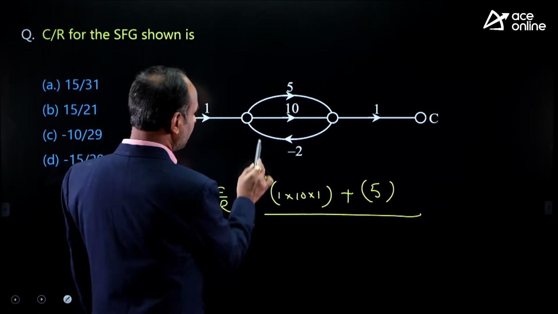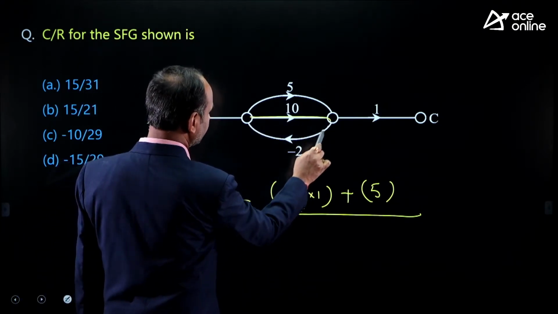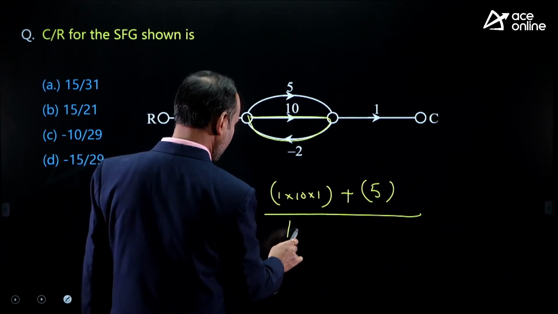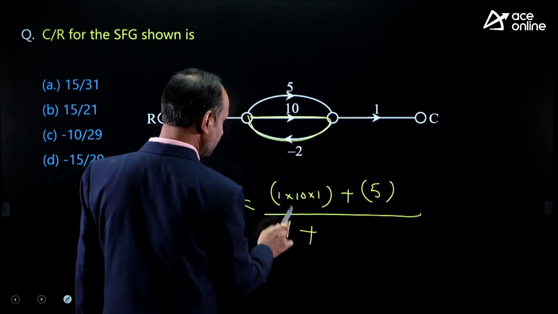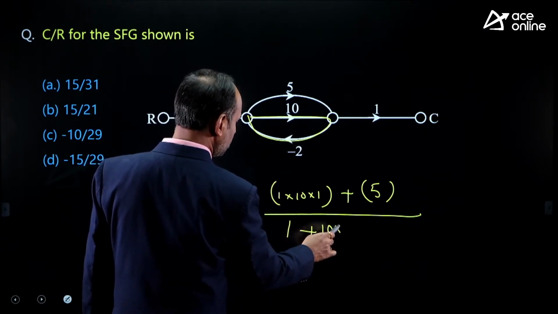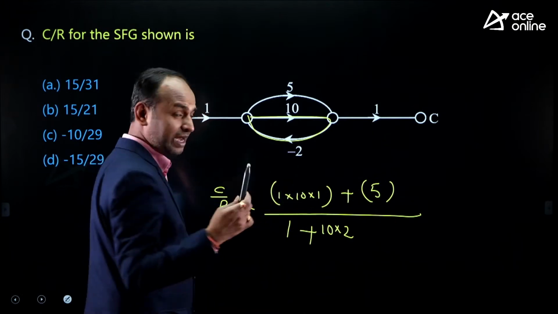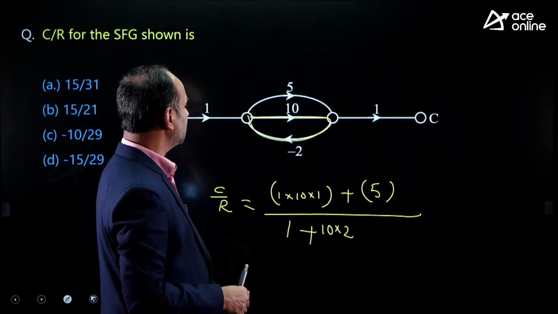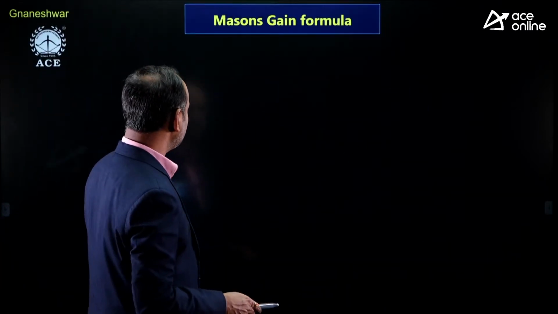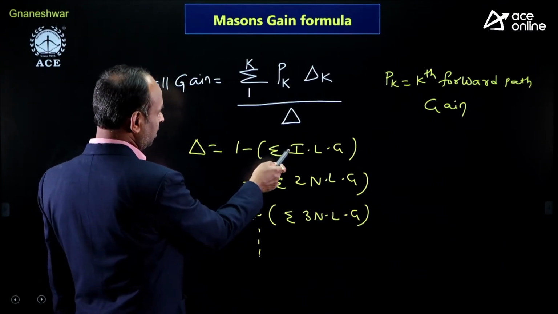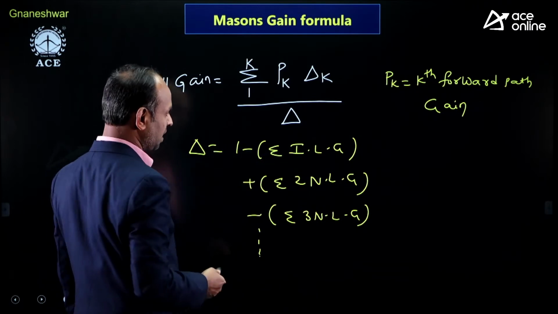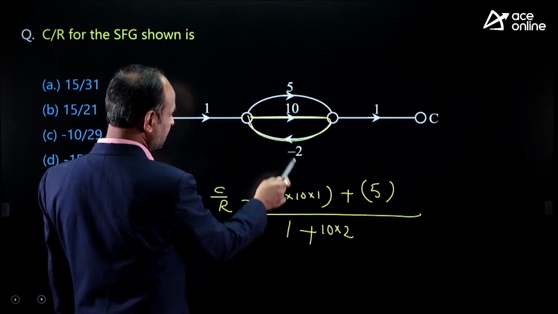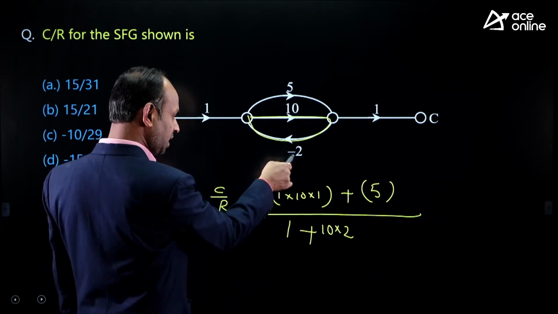Now tell me loops here. The first loop is this one, an individual loop. While writing an individual loop gain, we have to write the opposite sign. Compulsory 1 minus 10 into 2, where 2 is opposite sign, minus. The reason: observe, this gain is minus, and minus and minus is plus only. So for individual loop gains, minus is there means we have to take plus, because minus of minus is plus only.